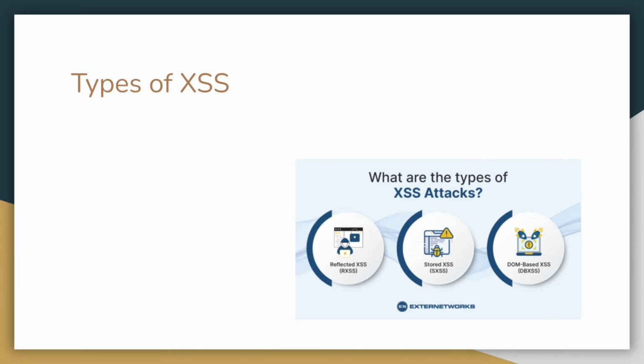Types of cross-site scripting vulnerabilities. There are three major types of cross-site scripting vulnerabilities. First, reflected cross-site scripting attack. The second one is stored, and the third one is DOM-based cross-site scripting attack. Now, let's learn more about these vulnerabilities in detail in the upcoming slides.